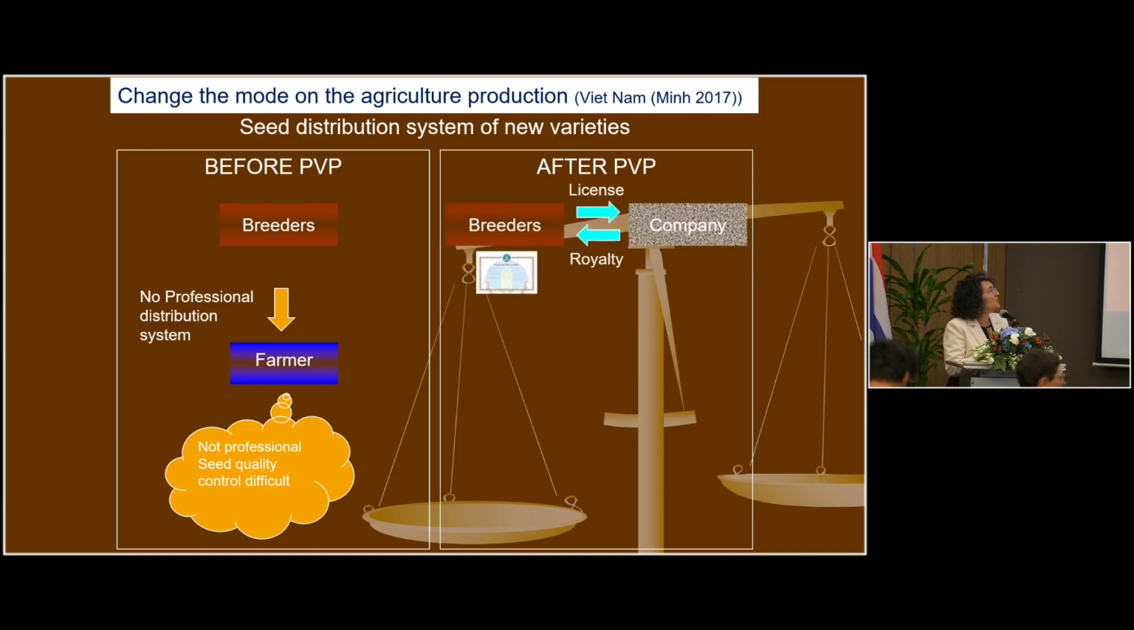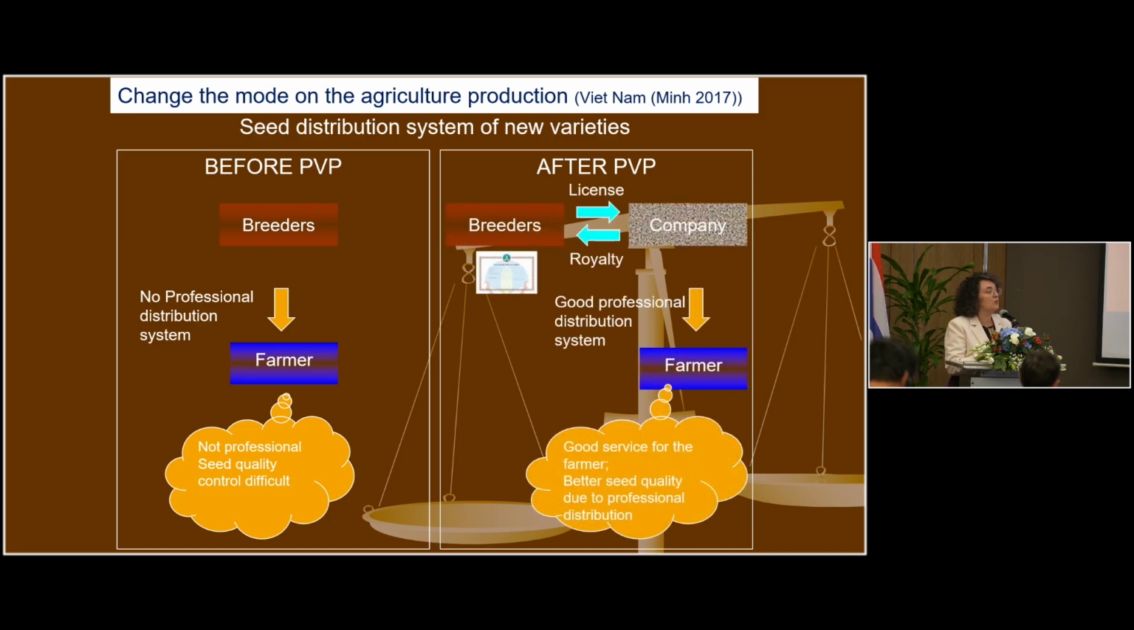And this changed after plant variety protection and UPOV membership. Through plant variety protection, there was the license, and there were different developments in the value chain that enabled access to these varieties with the professional services and distribution that led to good outcomes for farmers and good production, increased income for farmers, and then access to market.